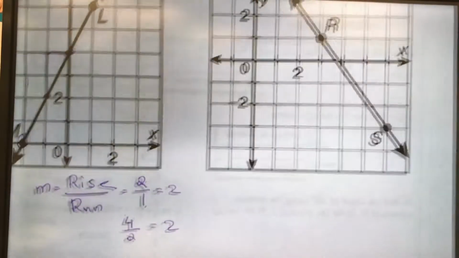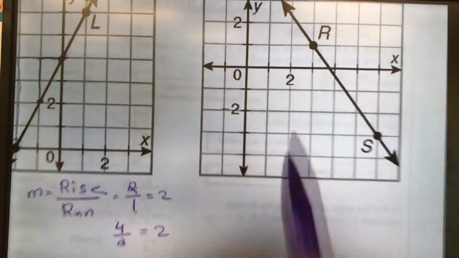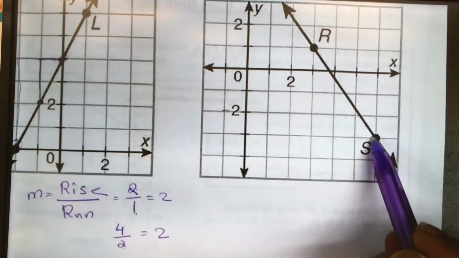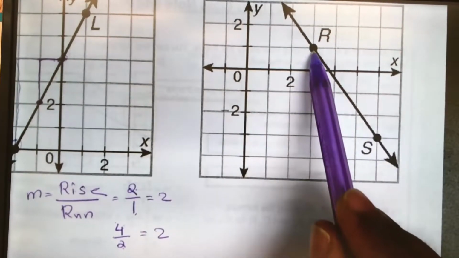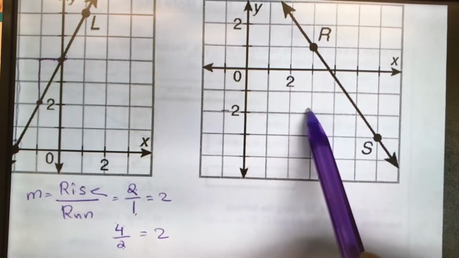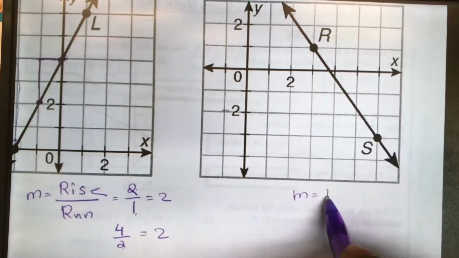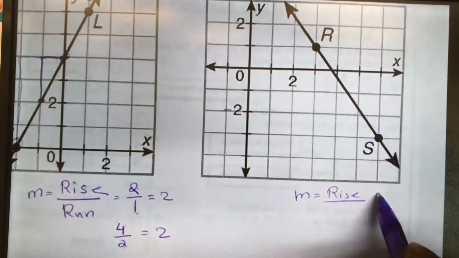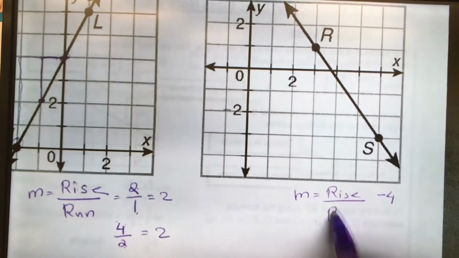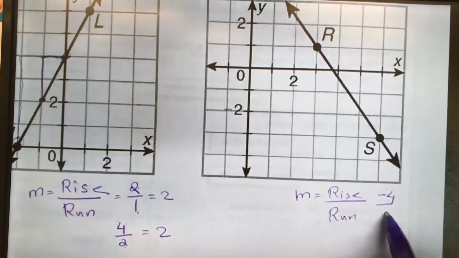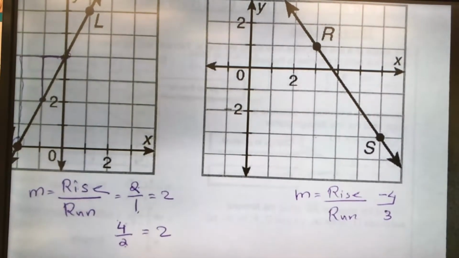So the next question you might have done already. I have 2 points here. I'm going to choose those same points. I have to go 1, 2, 3, 4 points down and 3 points over. So my rise is 4 points down, so that becomes -4. My run is 3 to the right, so +3. You cannot simplify that. So the slope of that line is -4 over 3. Now you understand how to find the slope of a line from the graph.